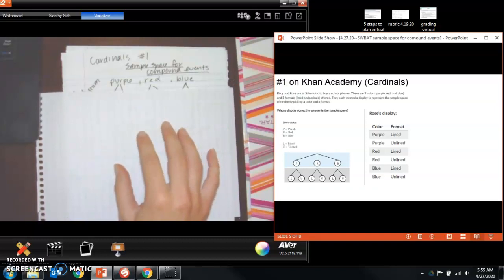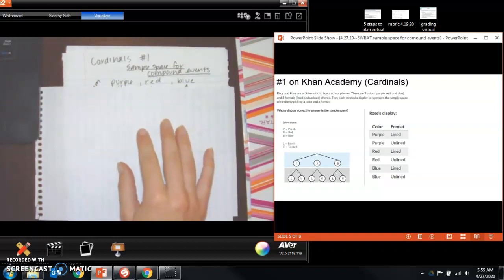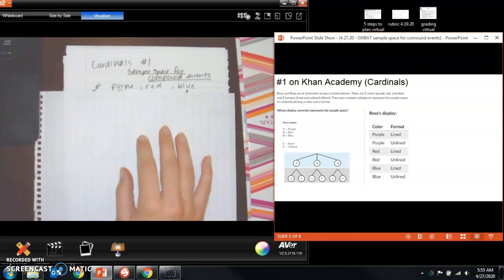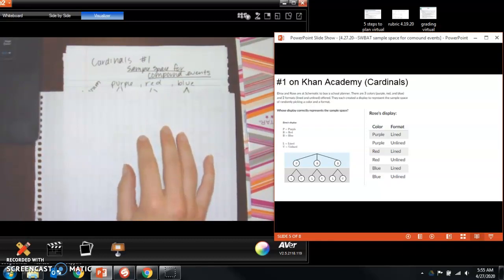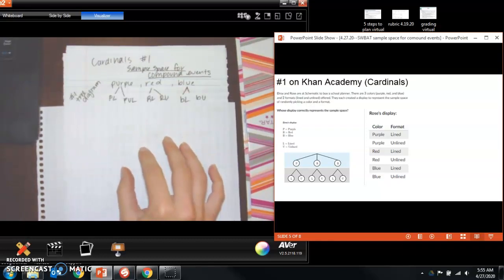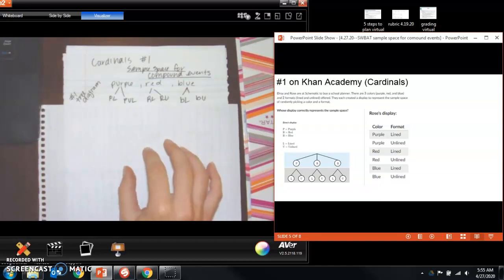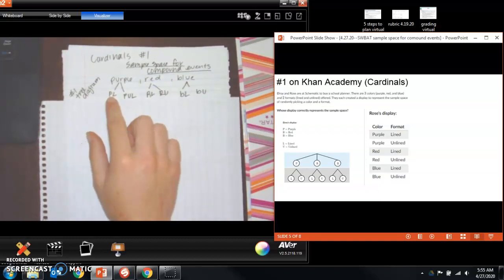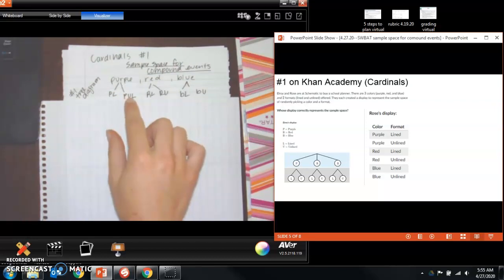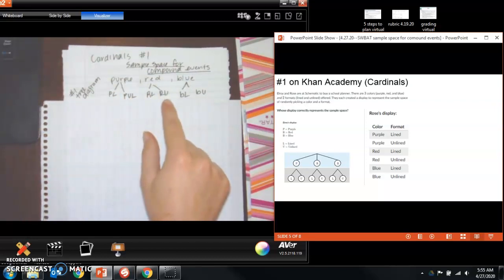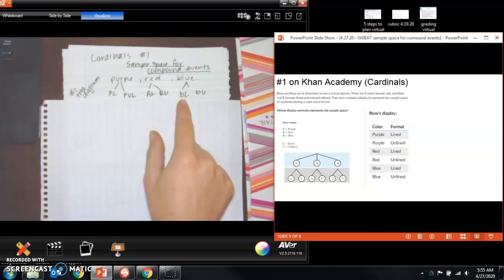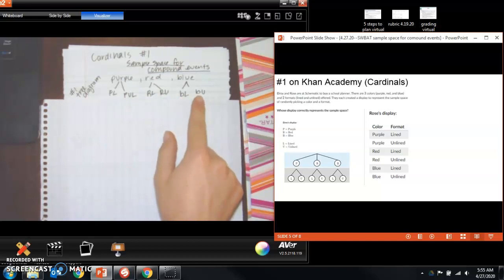So let's come over to our notebook paper and create criteria for success number 1, which is our tree diagram. The first thing I did was write out the different options within the first event. So the first event is to pick your new notebook, depending on the color, which is purple, red, or blue. Then I showed the second event by saying that this is a purple lined notebook. This is a purple unlined notebook. This is a red lined notebook. This is a red unlined notebook. This is a blue lined notebook. This is a blue unlined notebook.